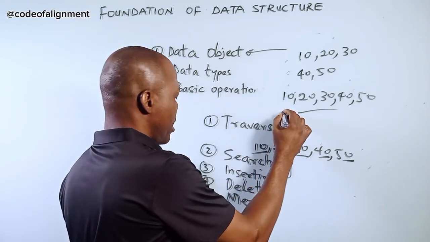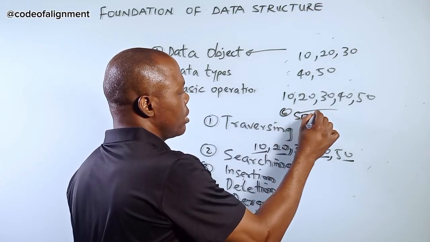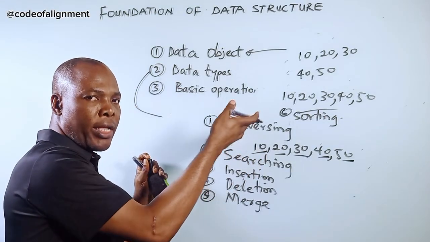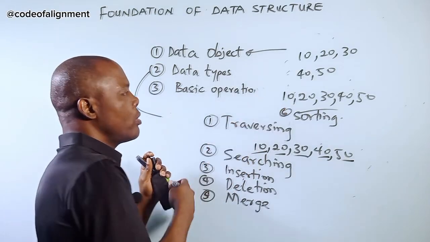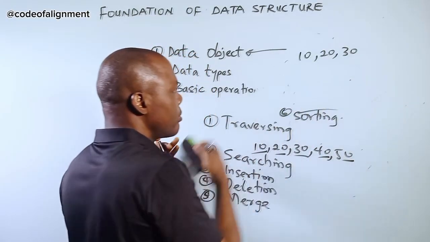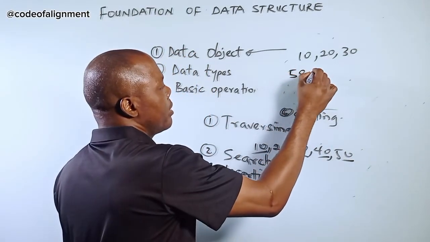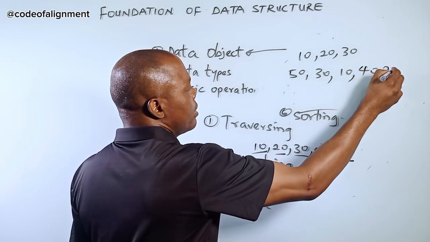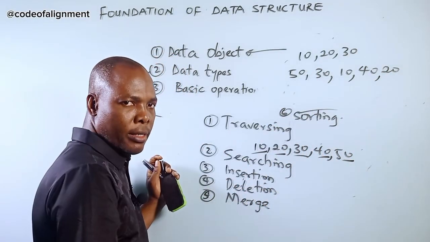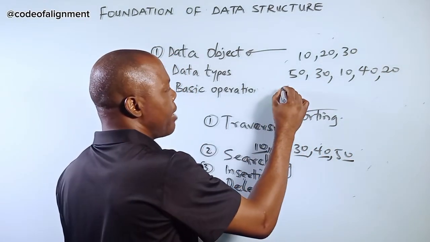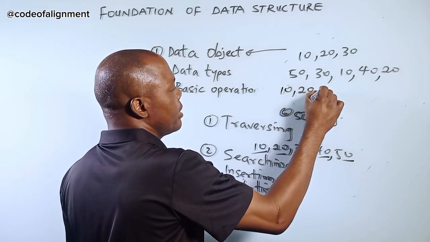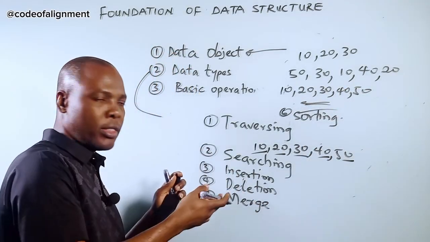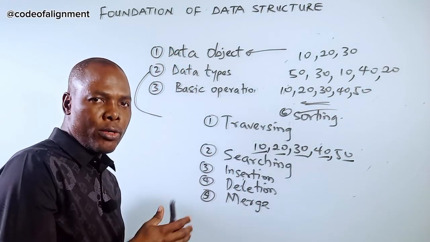Then another one is what? Say the sixth, you have what? Sorting. We're also going to use an algorithm to perform this task. So what do you do? You can have something like 50, 30, 10, 40, 20. Before sorting, the data are like this. After sorting, you will have 10, 20, 30, 40, 50. So that is the sorting arrangement. These are the things you are going to perform on data.